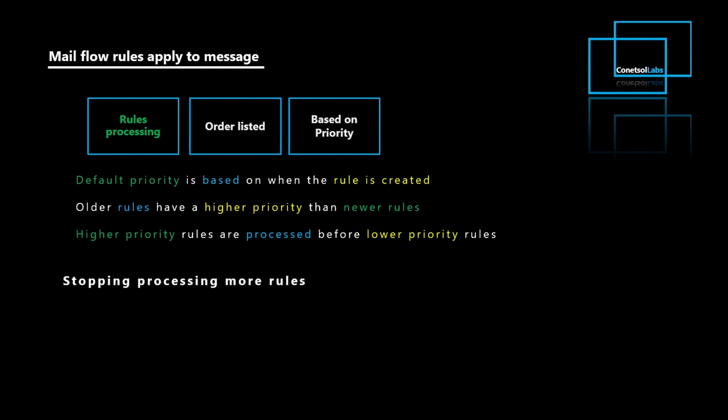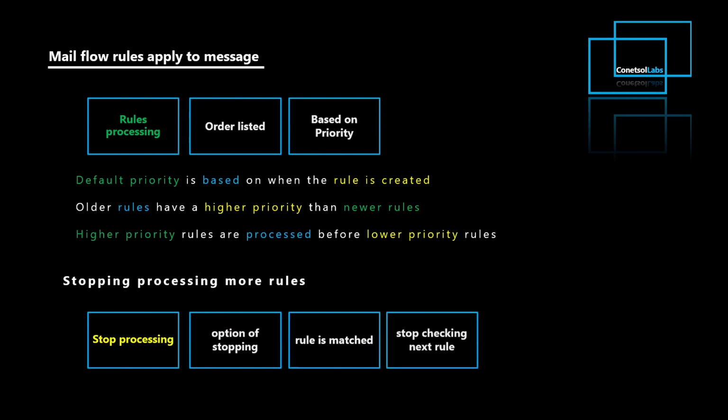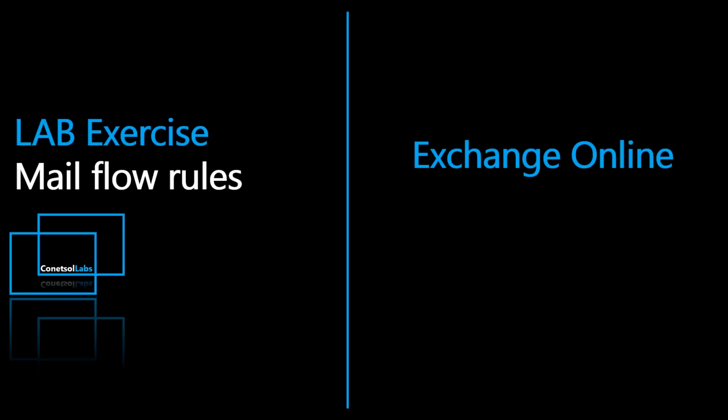Sometimes you might set up several rules that could apply to the same group and you want to stop processing more rules. If you have selected the option of stop processing more rules, whenever the first rule is matched, it stops checking the next rule in the list. In the lab exercise, we will learn how we can create mail flow rules as per our security requirements. So let's get started.